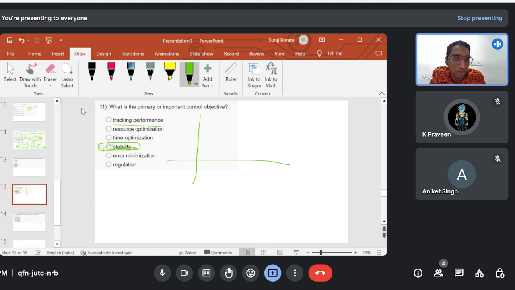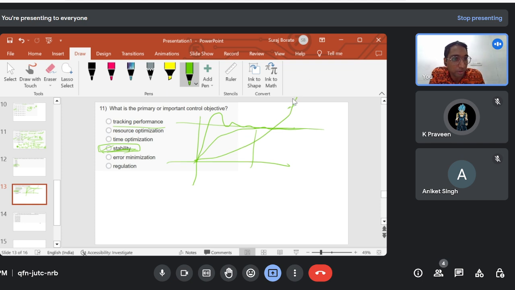When we say tracking performance, suppose this is your desired output, it's about in how much time you will reach here, or how much overshoot will happen and then it will stabilize. Those things come under tracking performance. But to think about this, first our system should be stable. If your system is going to infinity in no time, then there is no point, right? So first stability and then these other things.